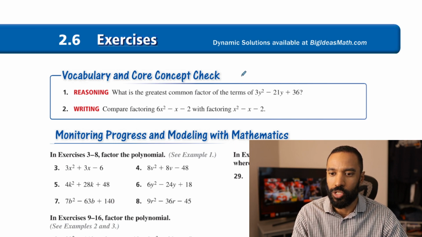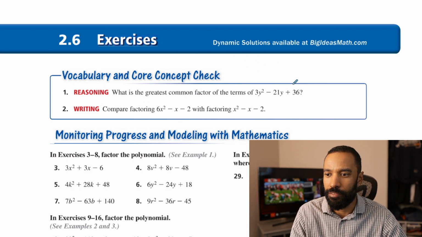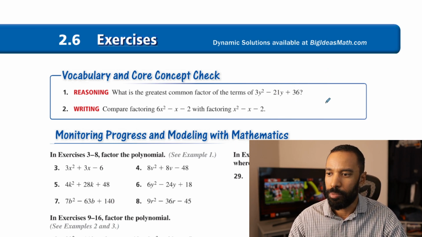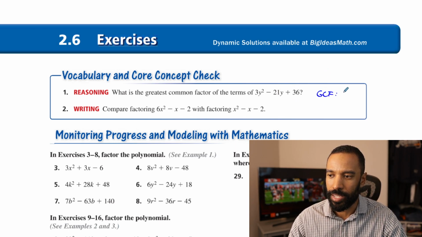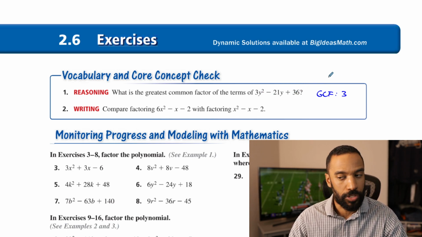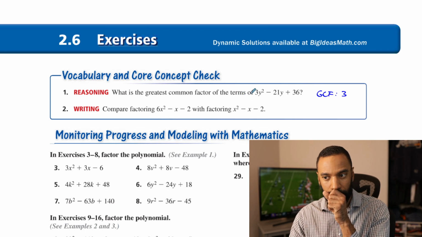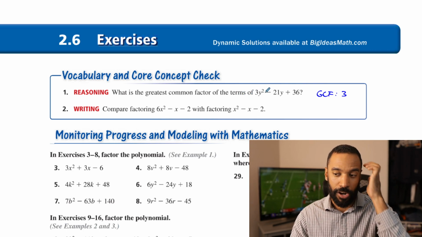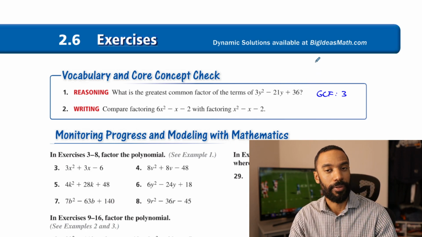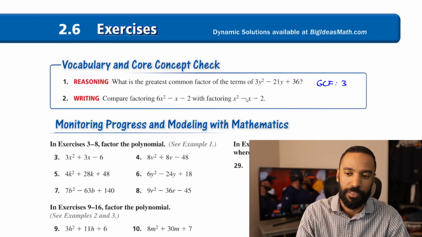Let's look at the 1 and 2. What is the greatest common factor of the terms of 3y squared minus 21y plus 36? Well, that would be 3. The GCF is 3. It's the largest value that can divide out of all three of these. And we're just good there. Notice that they didn't have us factor out any variables. There was no GCF of y as well. They could have one. They're not playing with it here, apparently. We'll see if they do.